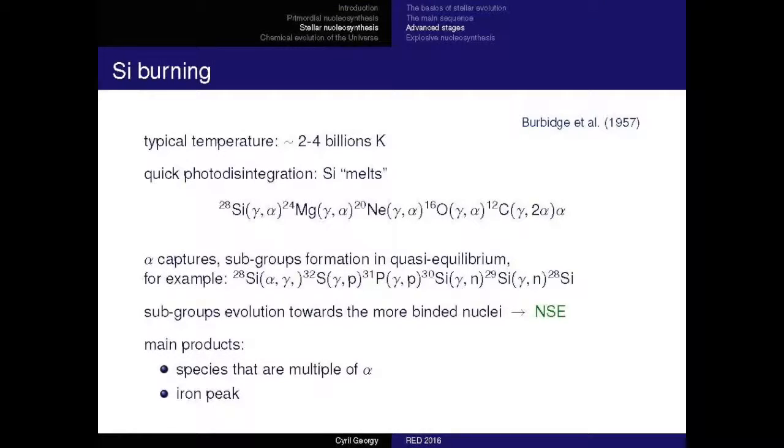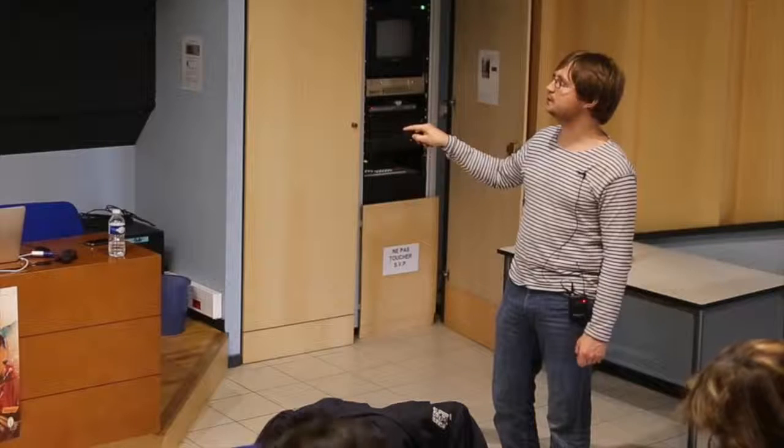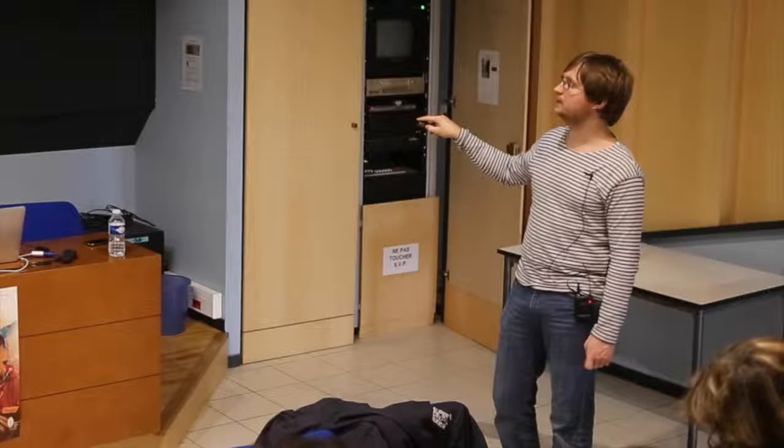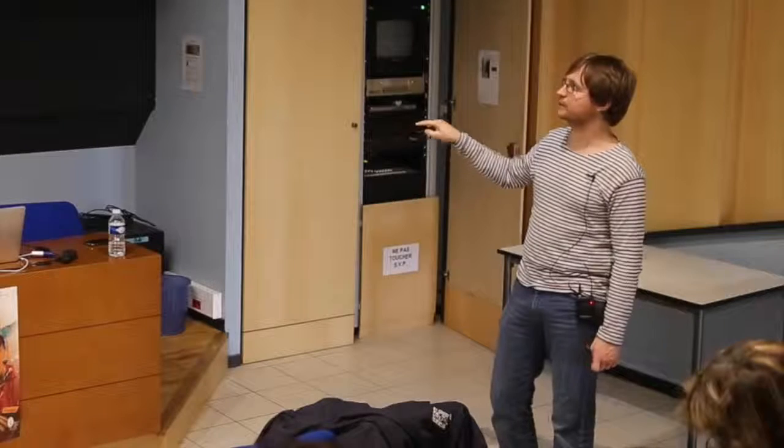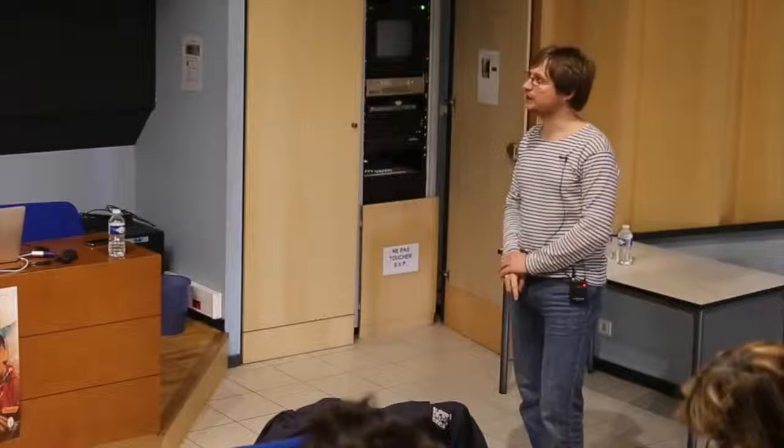Then again, you will reach higher temperature, a few billion Kelvin, and from there you will have a quick photodisintegration of the silicon. So the silicon will melt, in some sense. It will start to strongly interact with the photons that will progressively destroy it, starting from silicon 28, releasing an alpha particle going to magnesium 24, neon 20, oxygen 16, carbon 12, and at the end you will produce only alpha particles through this channel.